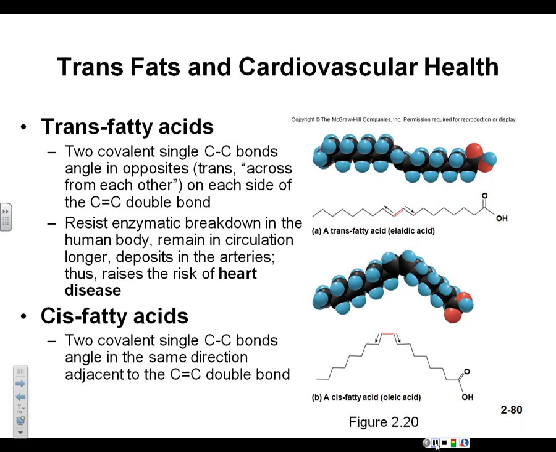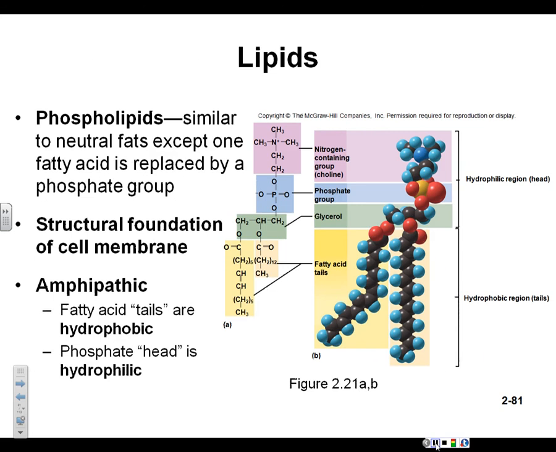Alright, trans fat and cis fatty acids. Alright? Trans, you got 2 covalent single bonds. They are in opposite positions, trans across from each other on each side of the double bond. Lipids, these are what reside in what?